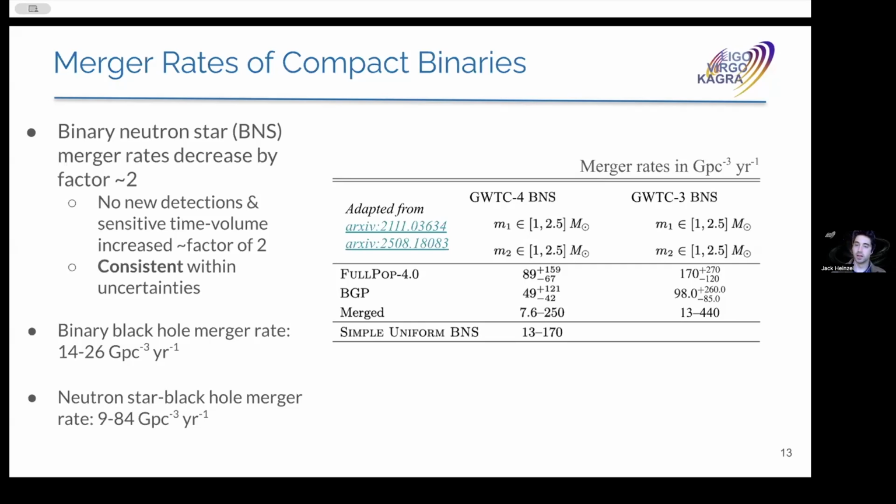And then I'm not showing it here, but we also have constraints on the binary black hole merger rate, which we measure to much higher precision because we have many more detections of binary black holes. So that's between 14 and 26 mergers per cubic gigaparsec per year. And then the neutron star black hole merger rate is between 9 and 84 mergers per cubic gigaparsec per year.